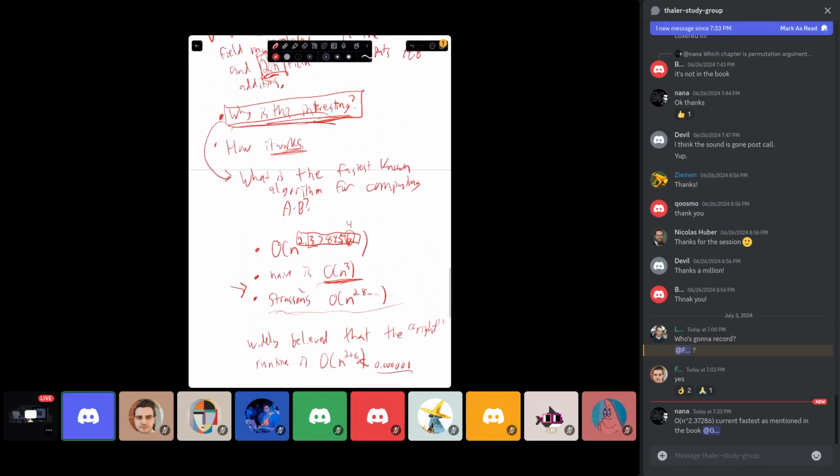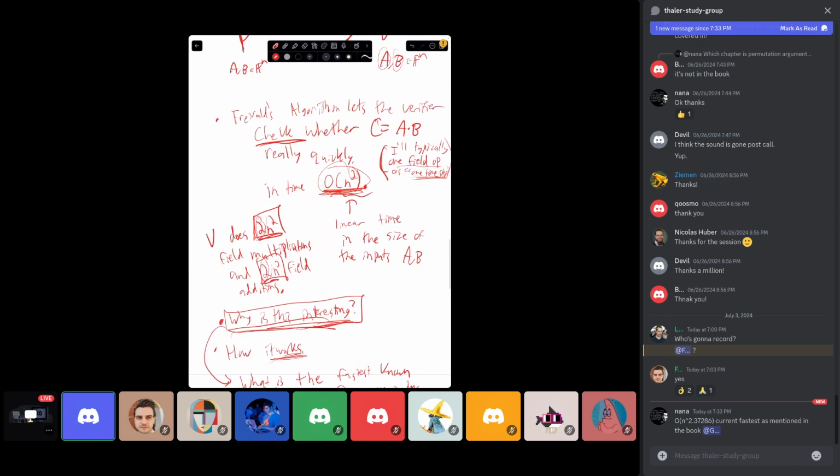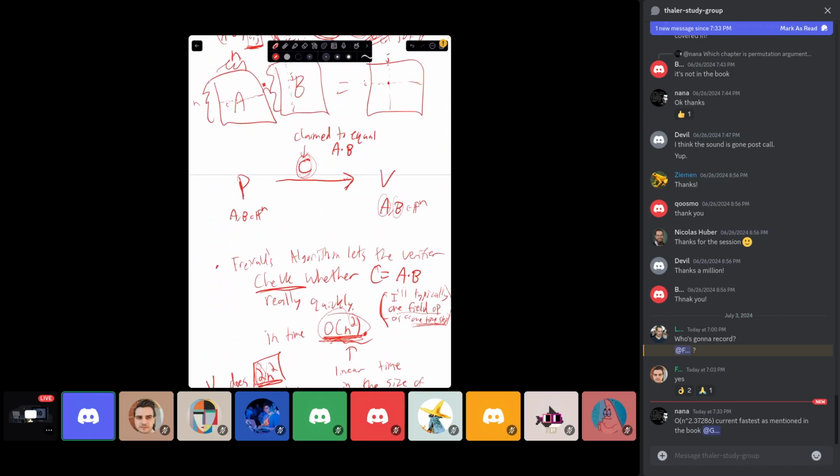So the point is that the verifier is saving time by not computing the answer itself, right? If you could just compute the product matrix A times B in n squared time, there'd be no point in asking the prover to do it. The verifier could just ignore the prover and in the same amount of time compute the answer itself. But all known matrix multiplication algorithms take much longer than n squared time.